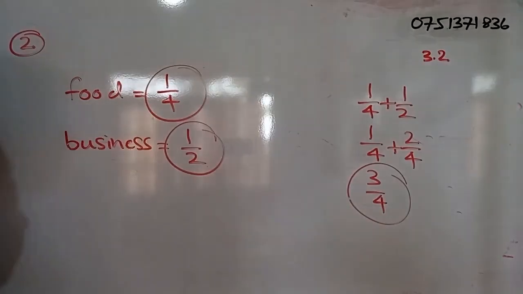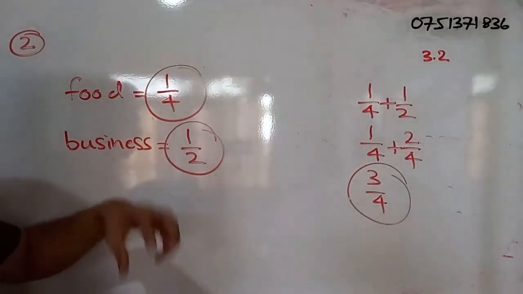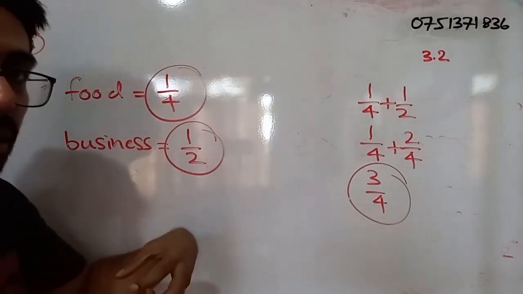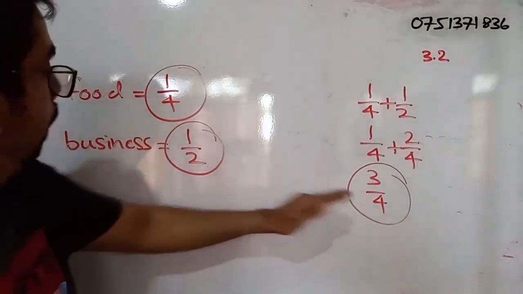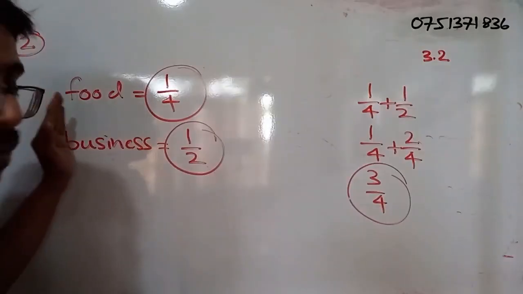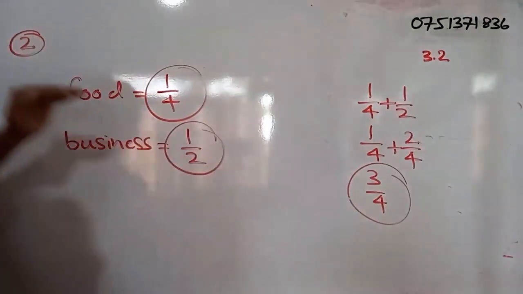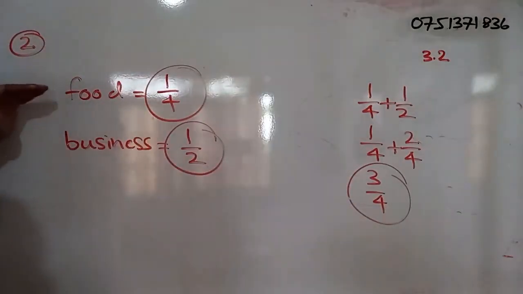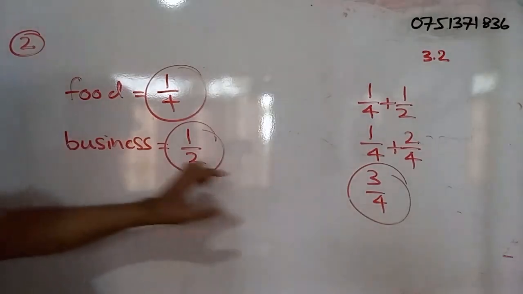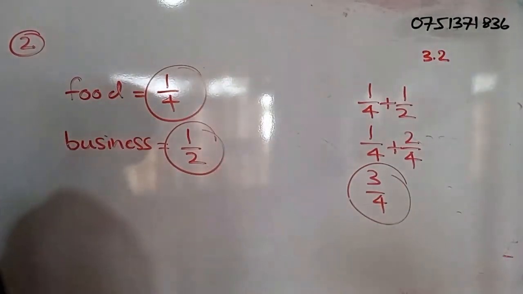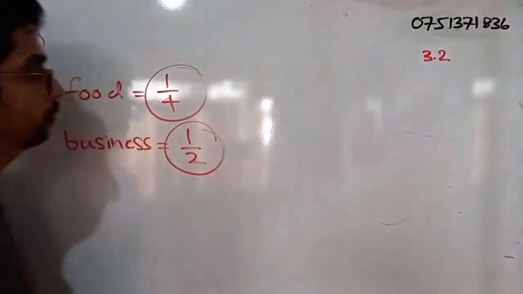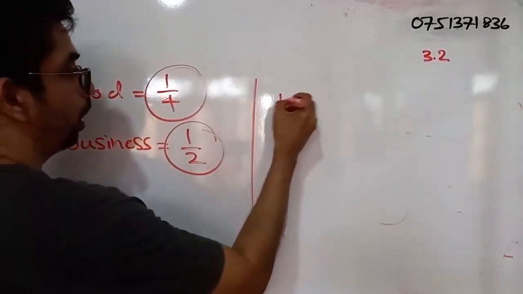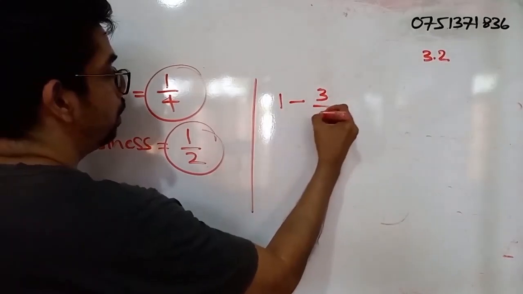Remaining amount. In the question they are asking, what is the remaining amount? That means what do we have to do? We know the amount as a fraction which he spends for food and for the business. Then what will be the remaining amount? Remaining amount will be what? Go ahead. 1 minus 3 by 4.